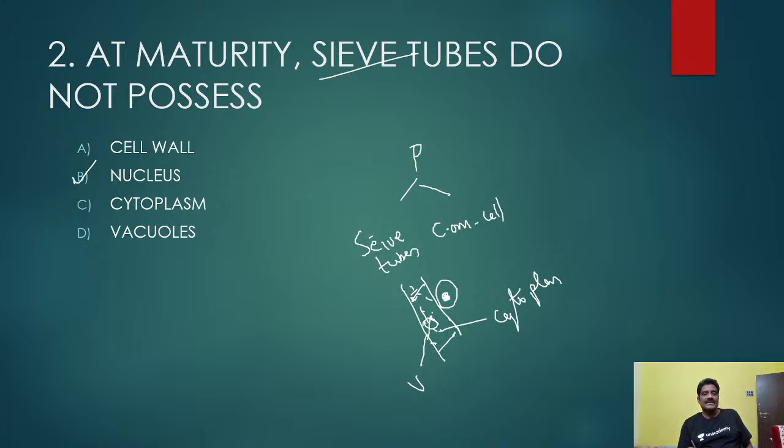It is made up of sieve cells, and food material, nutrients will be transferred from one cell to another cell. That is another phenomenon, we will discuss that afterwards. Cytoplasm and vacuoles are present, the cell wall is also present, but the nucleus is absent. Okay, what is the next?